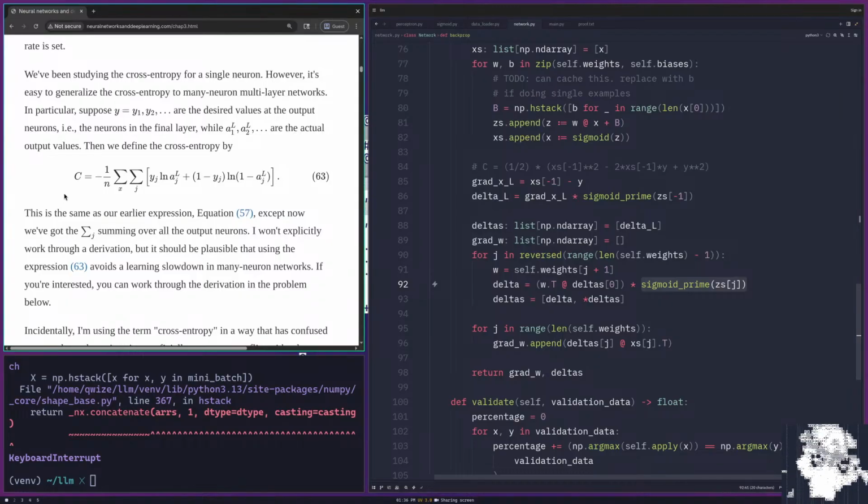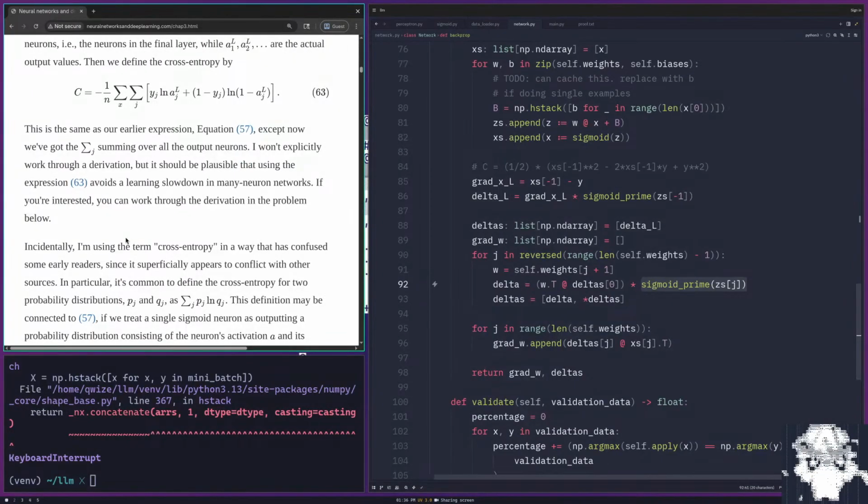This is the same as our earlier expression, equation 57, except now that we've got the summations summing over all the output neurons. I won't explicitly work through a derivation, but it should be plausible that using the expression 63 avoids a learning slowdown in many neuron networks. If you're interested, you can work through the derivation in the problem below.